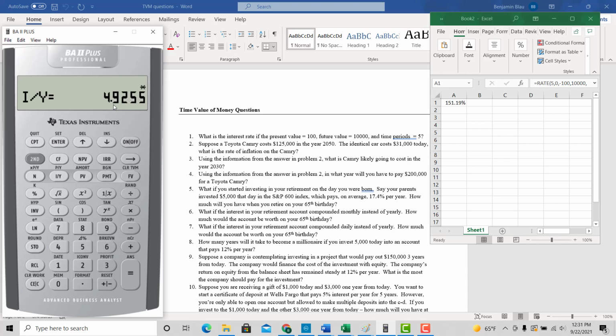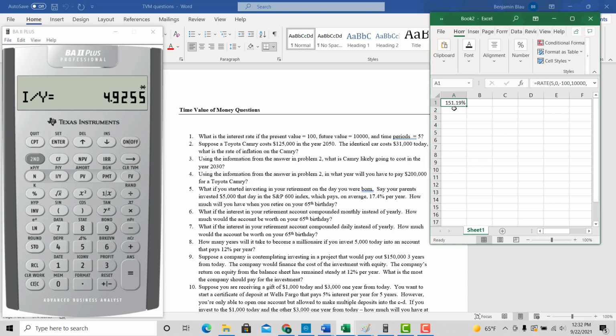I get 4.9255%. So that's almost 5% rate of inflation for a car that costs $31,000 today. By the way, that number there is not that far off. Okay, so cars, the inflation rate on automobiles is something probably pretty close to that. So in the year 2050, a nice sedan, not even a luxury sedan, a Toyota Camry might cost us $125,000.